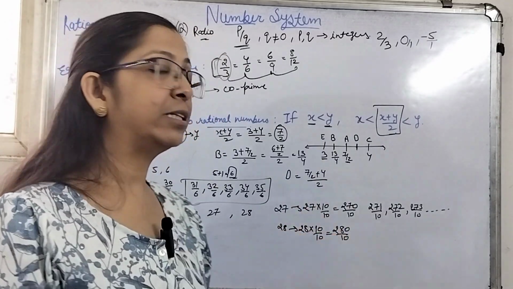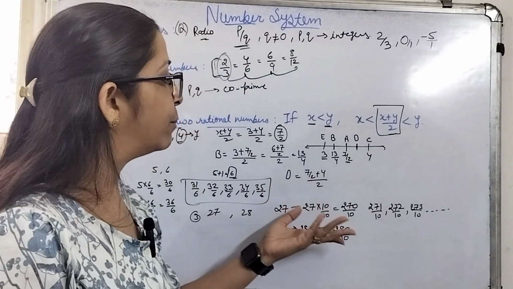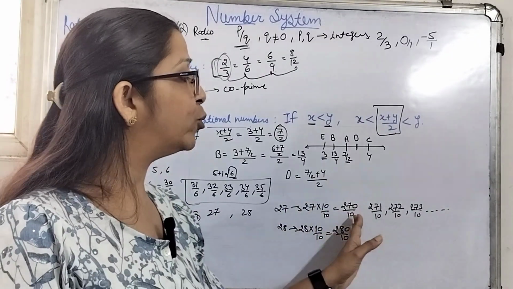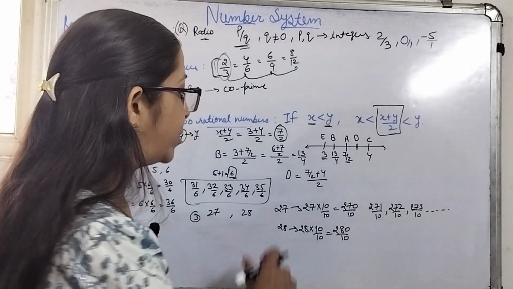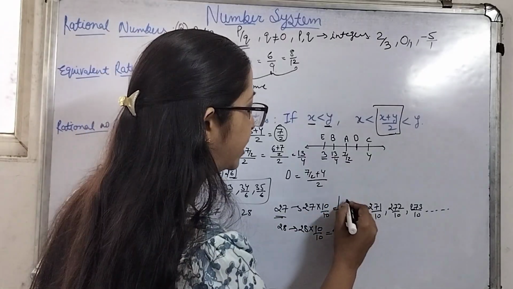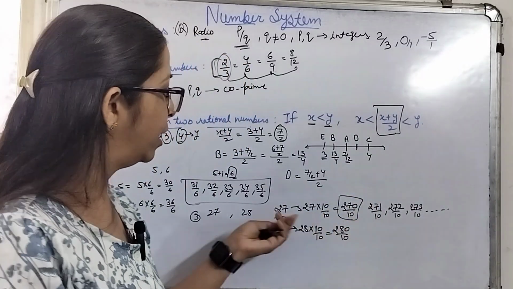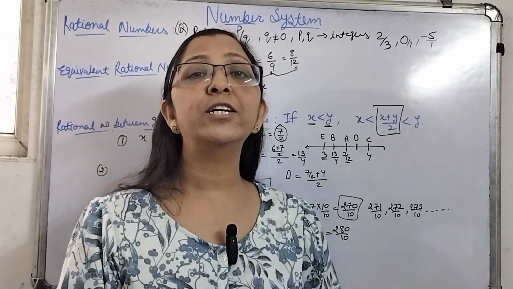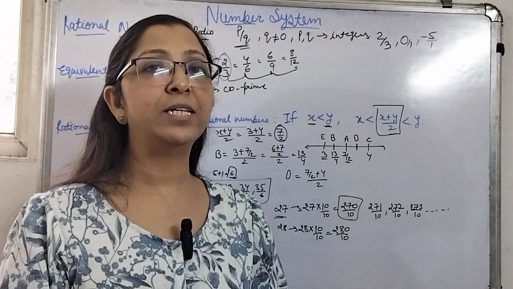We could multiply it by 1000 also. So by whatsoever number we want, we can multiply and divide it, because these are equivalent rational numbers only. Because 27 could be written as 270 over 10. These are your equivalent rational numbers. So we can find as many rational numbers between any two given numbers as we want.